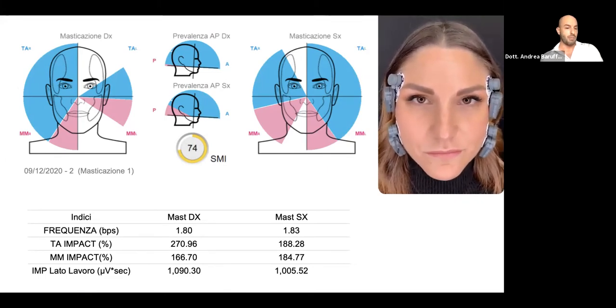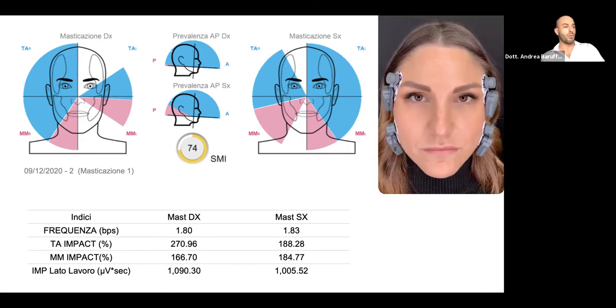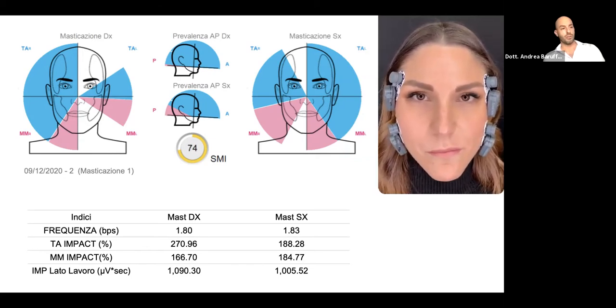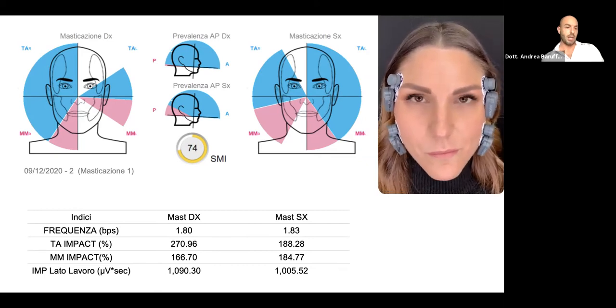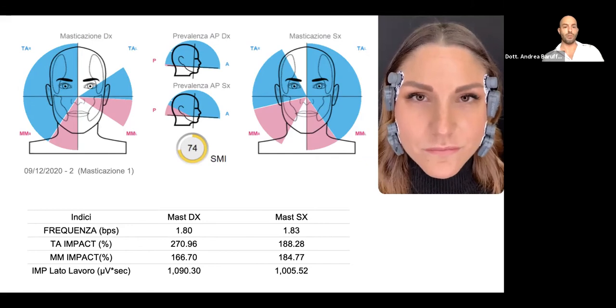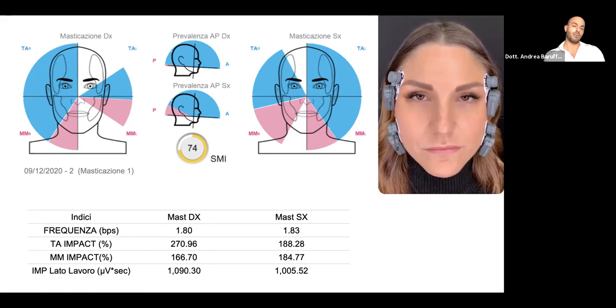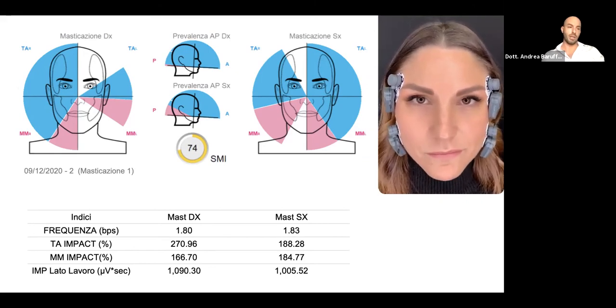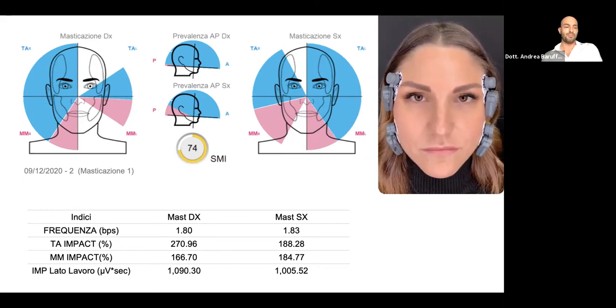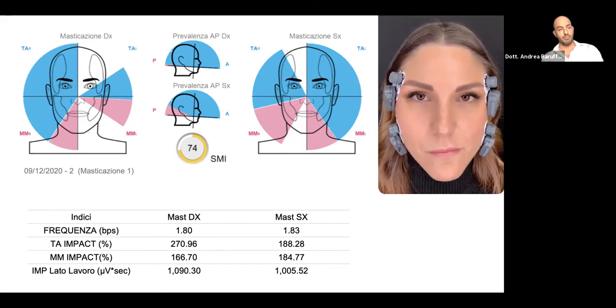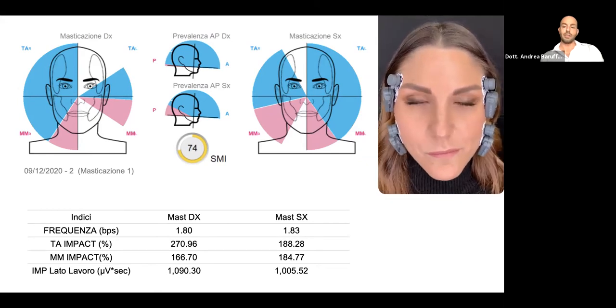The temporalis impact, the index of the muscular work performed by anterior temporalis during the test, and the masseter impact, and it is the index of muscular work performed by the masseter muscles during the test. The last index is the working side impact, that is the muscular work of the right side for the right temporal and the right masseter, and of the left side for the left temporal and the left masseter.